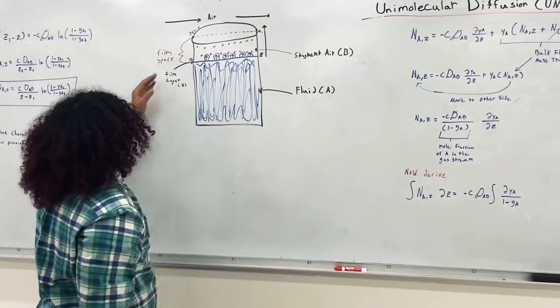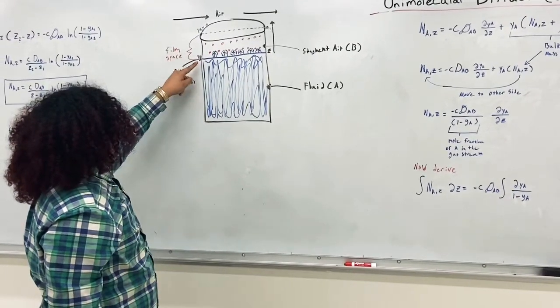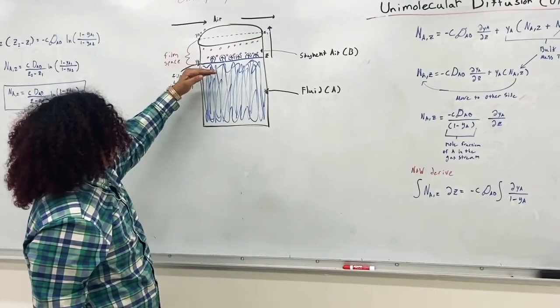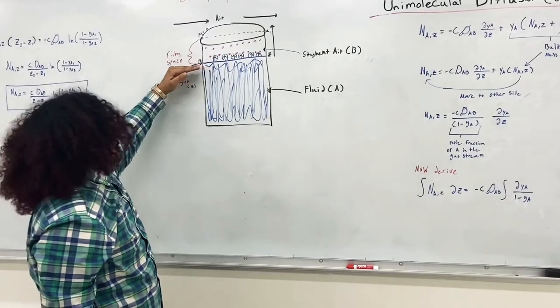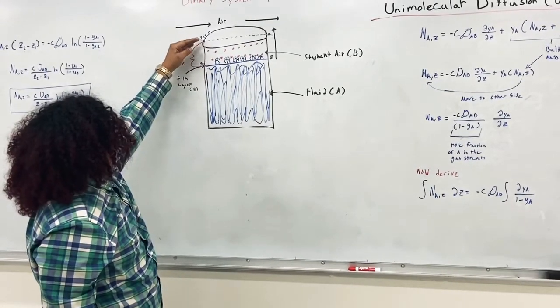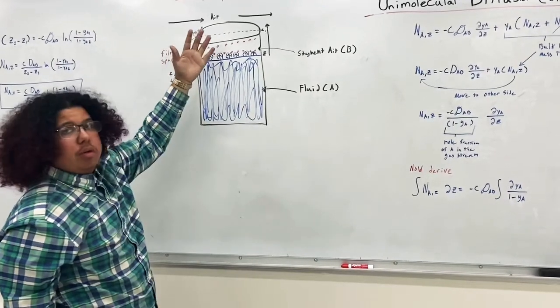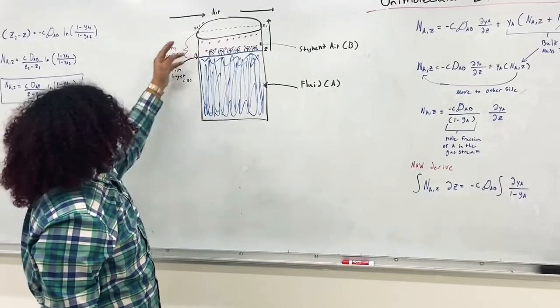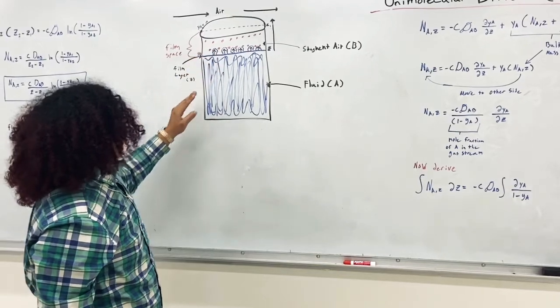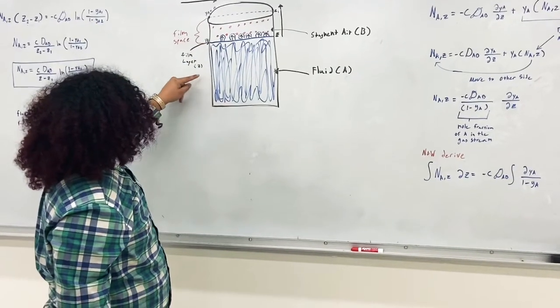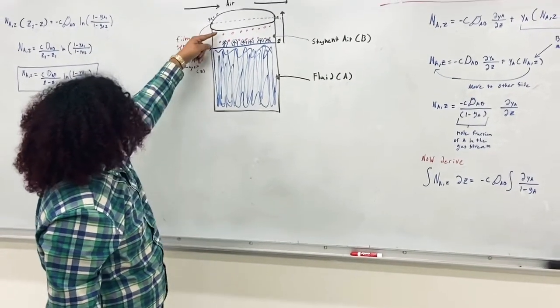And on this side, we have YA, which is the concentration from fluid A to the top of the cylinder, which is YA2, which equals 0 concentration. And this is called the film space. We're looking at the diffusion of A through B.